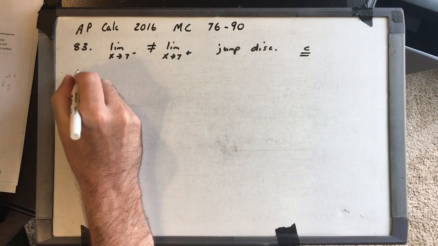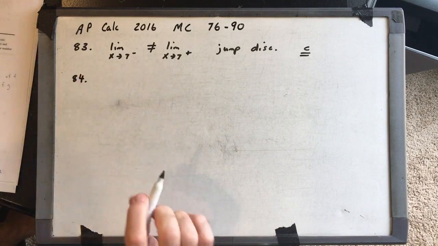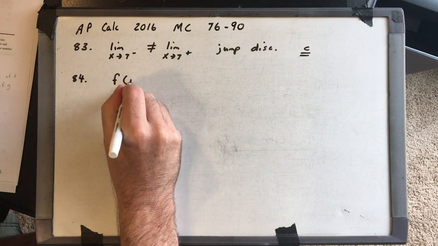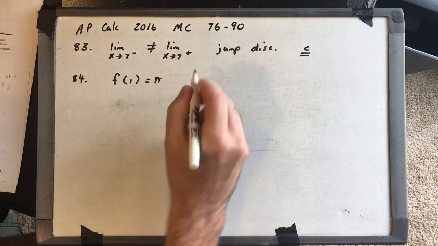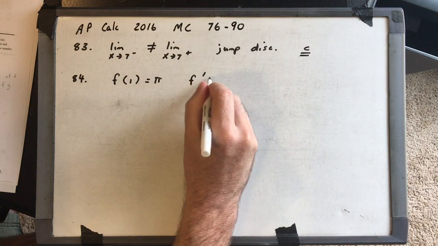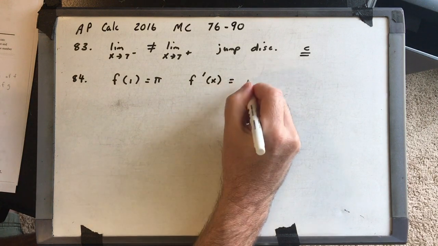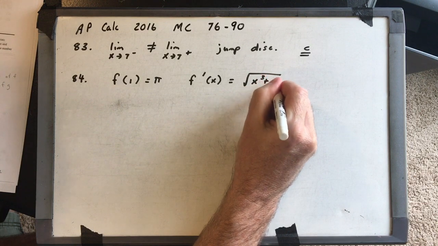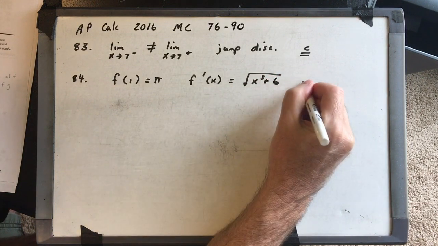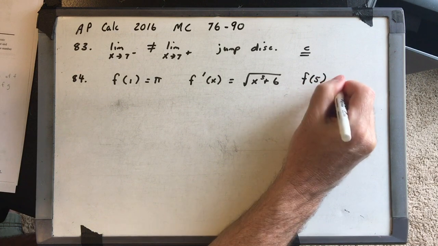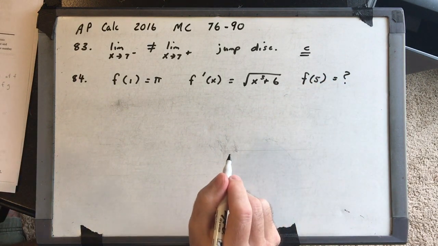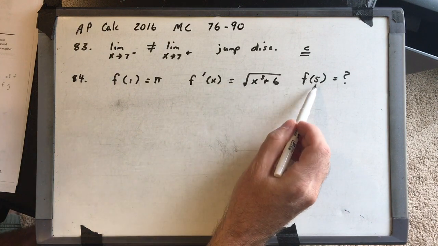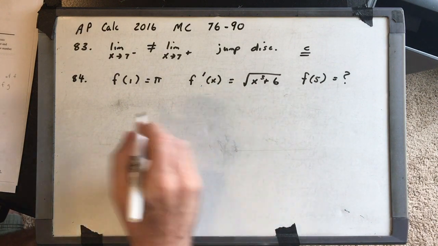All right, let's look at 84. 84, I do think possibly could be on the test. It says that f of 1 is equal to pi, and f prime of x is equal to the square root of x cubed plus 6. What is the value of f of 5? Okay, so this is how you do it. If you've been given, you want to know what f of 5 is. You haven't been given f, you've been given f prime.